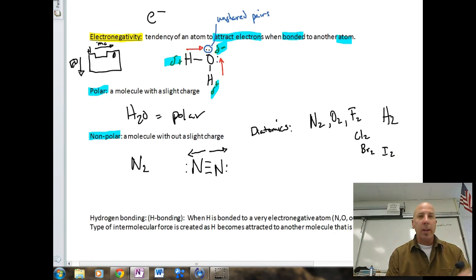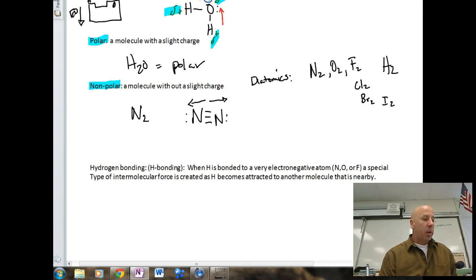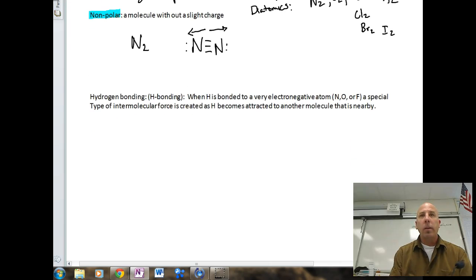Let's talk about one more idea called hydrogen bonding, and that'll be the last idea that we talk about today. And here's another definition for us that we need to take care of. Hydrogen bonding, we also sometimes call it H bonding. This is when a hydrogen, and this is really important, it's got to be a hydrogen directly bonded to a very electronegative atom. Now, the 3 most electronegative atoms are nitrogen, oxygen, and fluorine. So we have to have a hydrogen directly bonded to nitrogen or oxygen or to fluorine to get hydrogen bonding occurring. And what happens is then we get an intermolecular force because hydrogen, it's so electron deficient, becomes attracted to another molecule that is nearby.